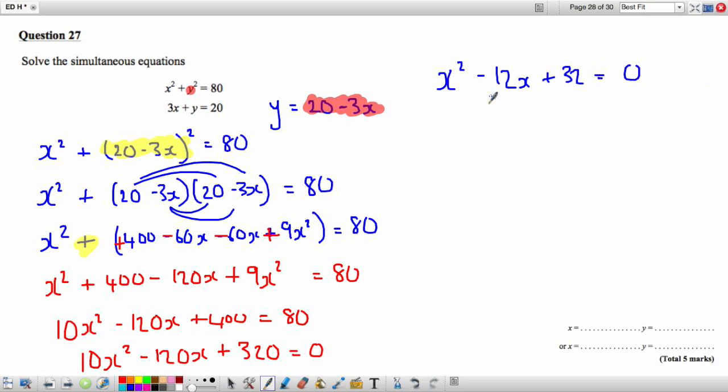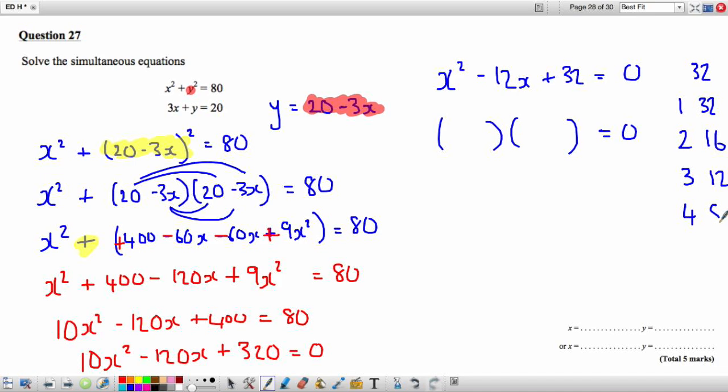We can then split this into two brackets equaling 0. So we've 1 times 32 is 32. So 1 and 32, 2 and 16, 3 and 12, 4 and 8. So here for our negative 12, we're going to have subtract and subtract. So here x subtract 4 and here x subtract 8. Therefore x is equal to 4 and x is equal to 8.